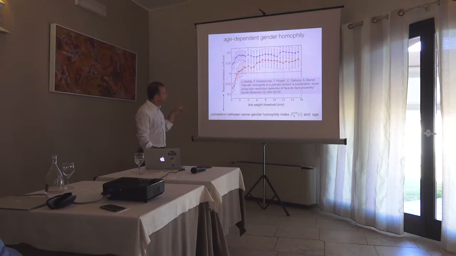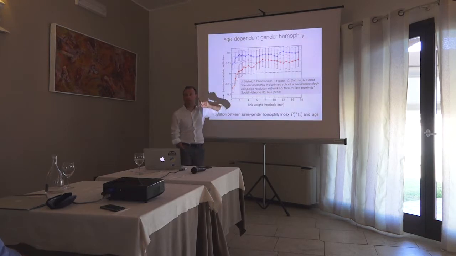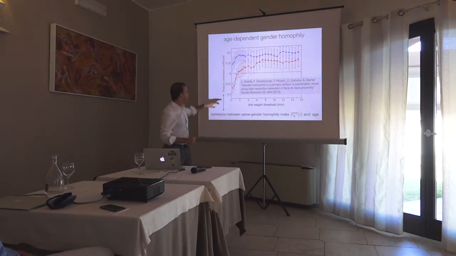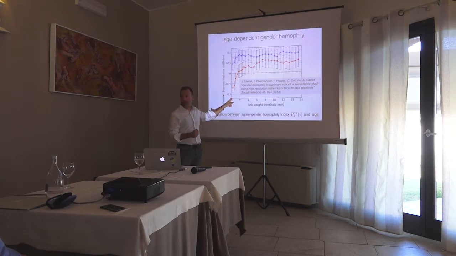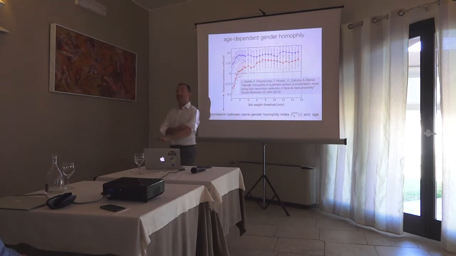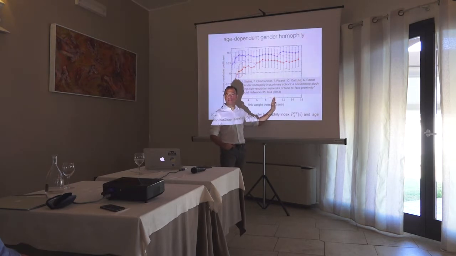And I need to explain this a bit because there is a lot of information here. What you have on the y-axis is the Pearson correlation coefficient between age of the kids and the same gender preference index. So it's positive if gender homophily becomes stronger as children age. And it is negative if it becomes weaker as children age. What you have on the x-axis is a threshold on the strength of a tie. So if I am at 10 minutes, I am only retaining in the analysis links that correspond to more than 10 minutes of face-to-face proximity.